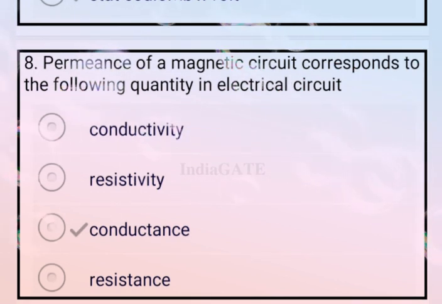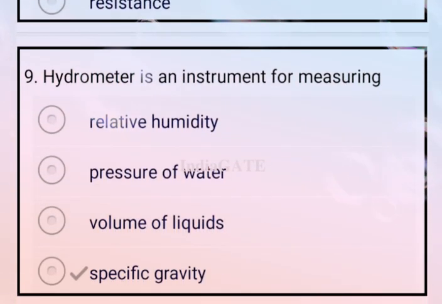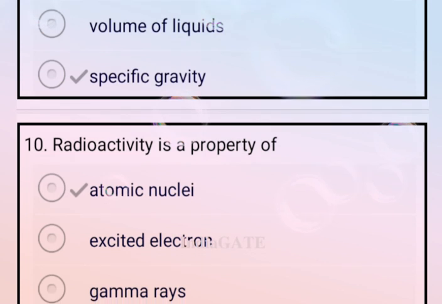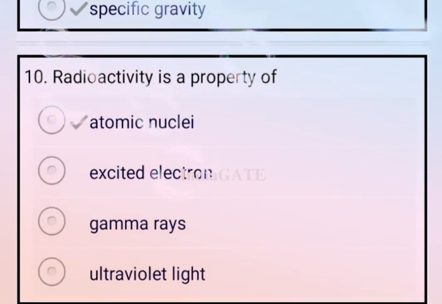Reluctance of the magnetic circuit corresponds to which of the following quantities in the electrical circuit. So the correct answer is option C, conductance. Next question. Hydrometer is an instrument for measuring. So the correct answer is option D, that is specific gravity. Next question. Radioactivity is the property of. So the correct answer is option A, that is atomic nuclei.